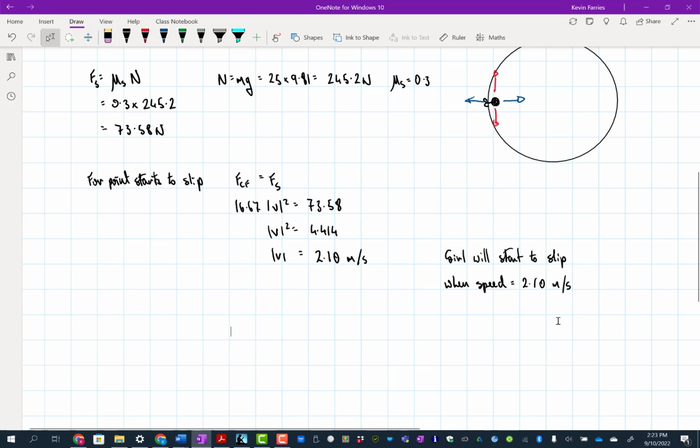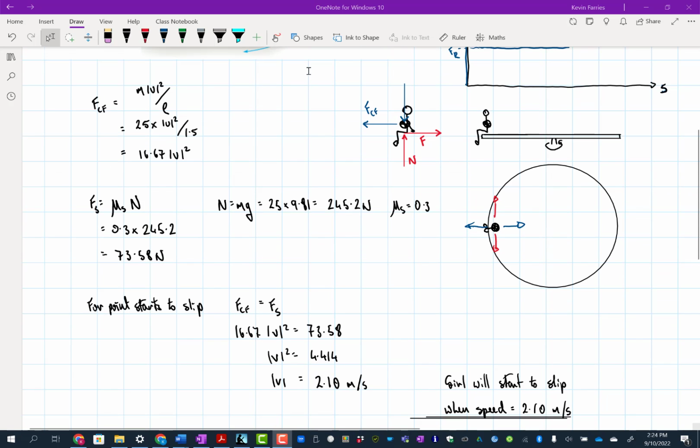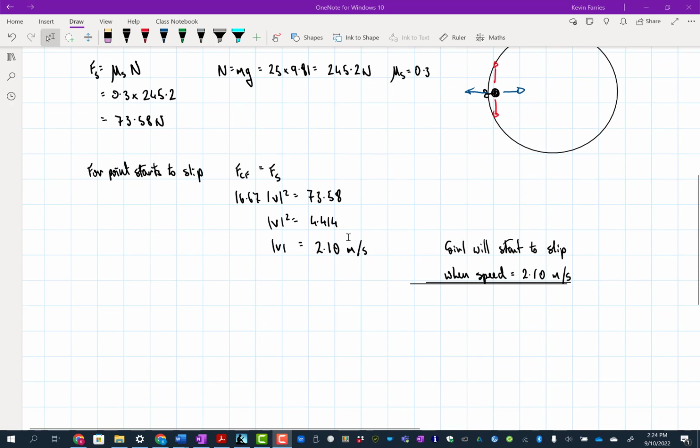So that's our answer. Now, just one second. Oh, an easy way to check this is to chuck that back into this equation. We have 25 times 2.1 squared divided by 1.5, which is 73.5-ish. And so we're getting about the right value, 0.3 times 245.2. It all seems reasonable. The only real way to check this is to go through the calculations again, really. But that's it.